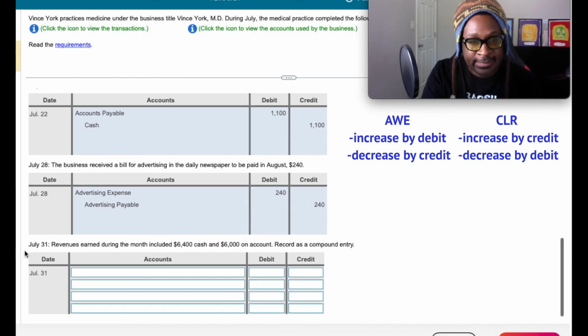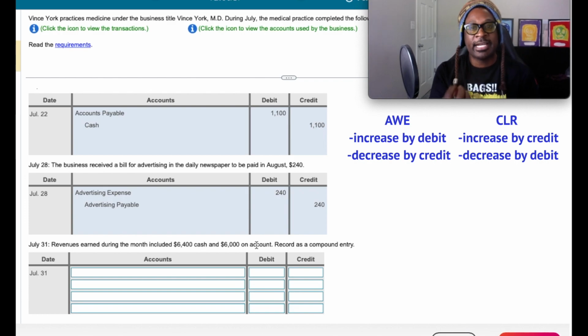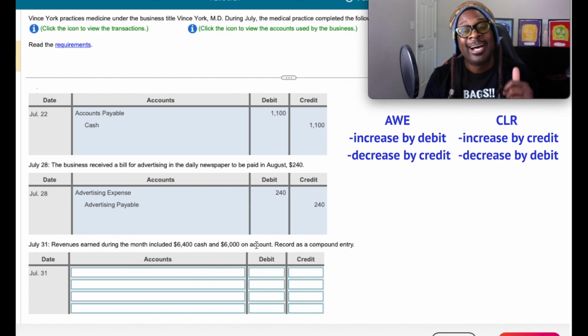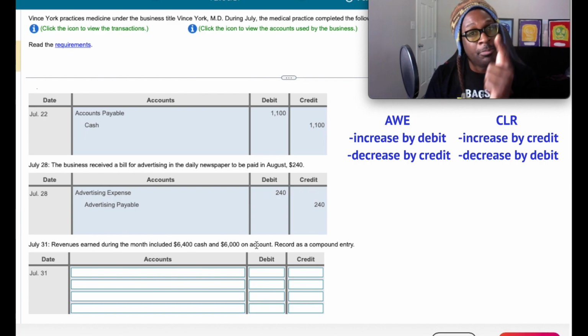Moving on. Next, revenues earned during the period included $6,400 cash and $6,000 on the account. This is a compound entry, easy breezy game. It basically means that we're going to record various amounts of accounts to one particular entry. So what are the key words? Revenues earned, cash, and on the account. So what's going on, gang? Cash is going up. Accounts receivable is going up. Both of those are assets being in the all game. So we're going to debit both of those accounts individually and credit our revenues.